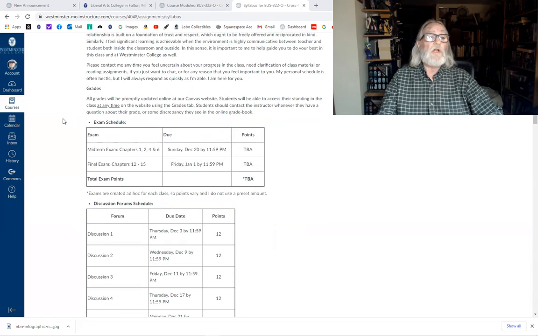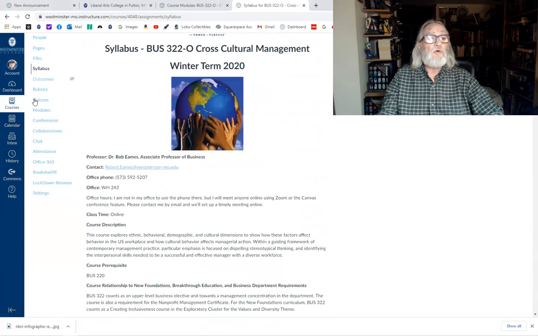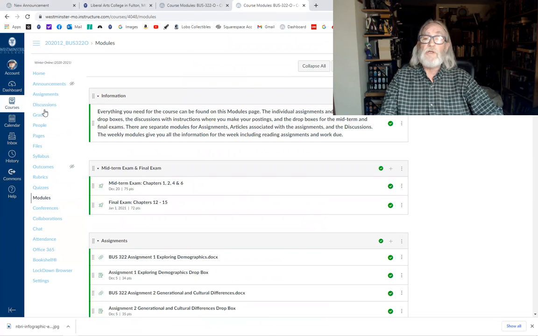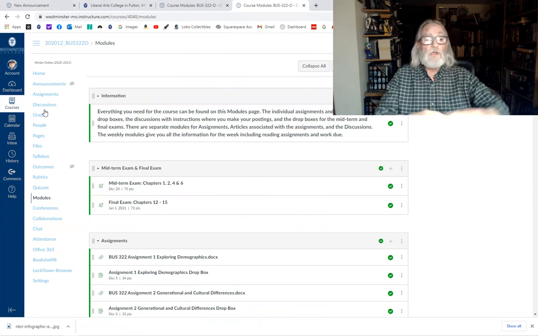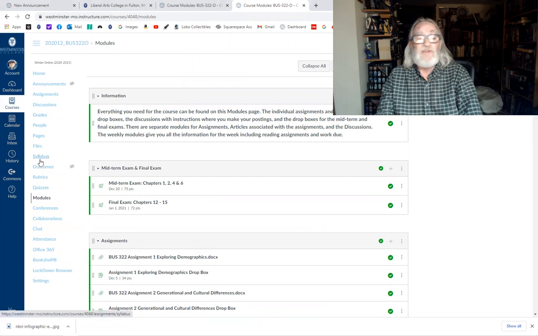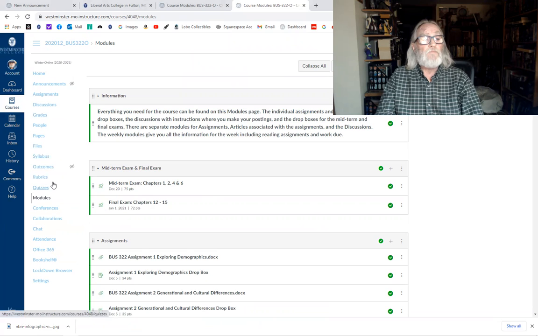I'm not sure if it'll let me go to the control here and switch to the modules page or not. Okay, here's the modules page. Now, when you log into the website, you'll end up on the home page. You'll see these controls to the left here while I'm gesturing, but you see what I'm talking about. Modules page is right where we're at now. I've got an information box that just tells you, hey, everything's here for the course.